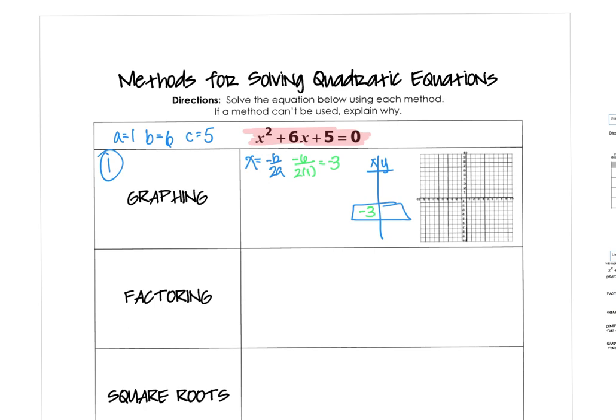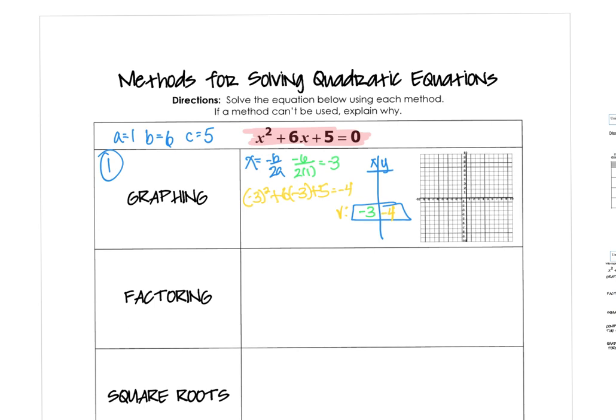Then to find the y value for that vertex, we are going to plug it in for the x's in that equation again that I've highlighted in red. So we have in parentheses, we always use parentheses when we plug numbers in for variables. So I have in parentheses negative 3 squared plus 6 times negative 3 plus 5. And I hit equals on my calculator, and it tells me that this is equal to negative 4. So our vertex is negative 3, negative 4.